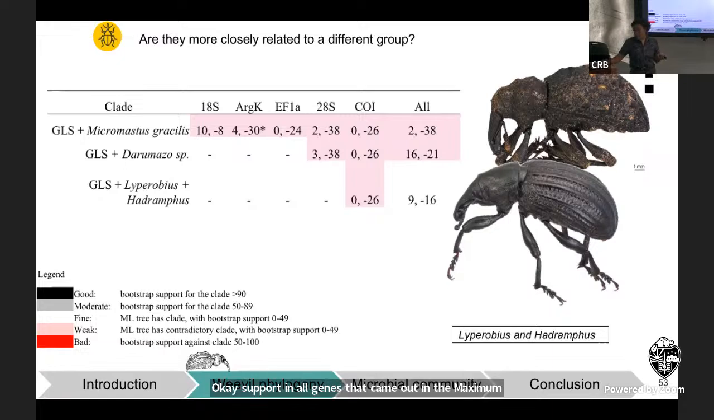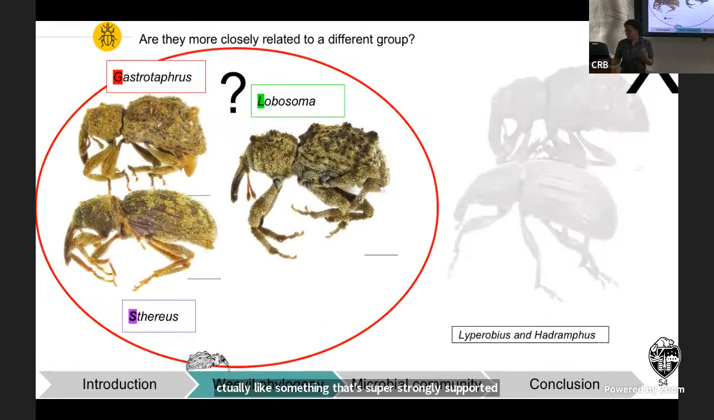To me, this now more suggests, because there's also lacking data in every other gene, that there's a lot of uncertainty in terms of where Gastrotraphus lobosoma and Asterias should be placed, not necessarily that it's certainly going to be Limerobius and Hydrampus, because there's not a lot of support in the only gene that there is there. It's kind of just like, well, out of the options you've given me to make a clade, I guess with Limerobius and Hydrampus, not that it's actually something that's super strongly supported. So I wouldn't say there's a lot of evidence there for Limerobius and Hydrampus.